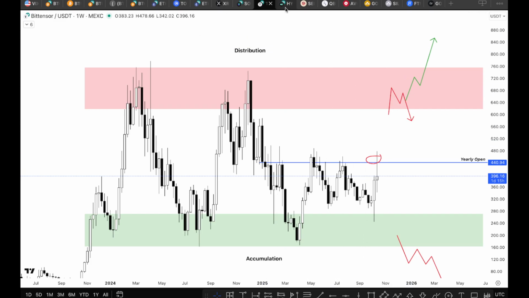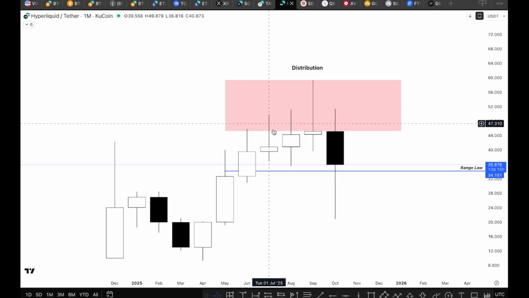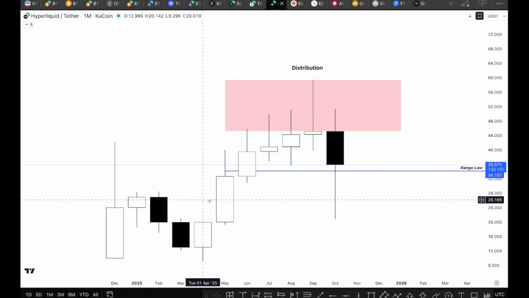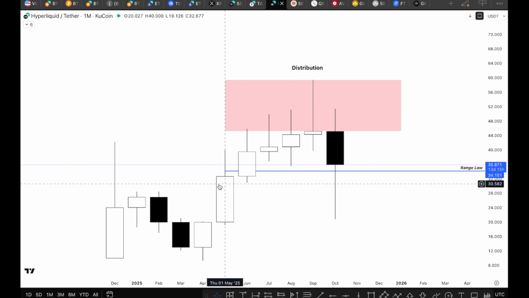Simple as that. Hype. So we had a big distribution here. Look at all of these monthly wicks. Sellers coming in every single time. Bulls are getting overpowered. And it's very simple on Hype. It's a new coin. It had the narrative. It had that lovely run with the James Wynn trader. Lots of force and attention behind it.